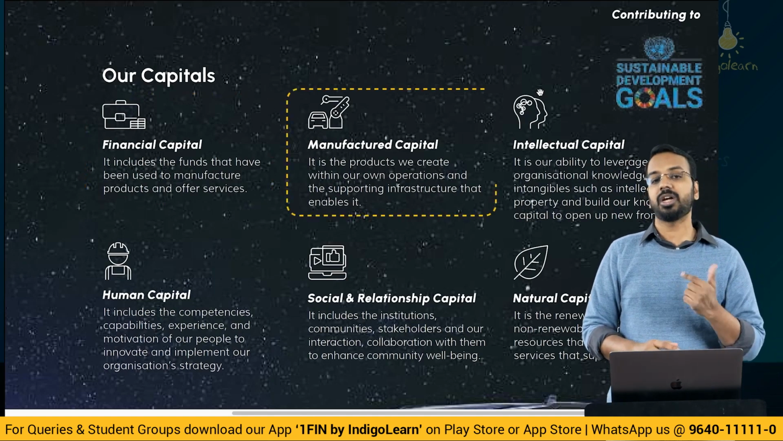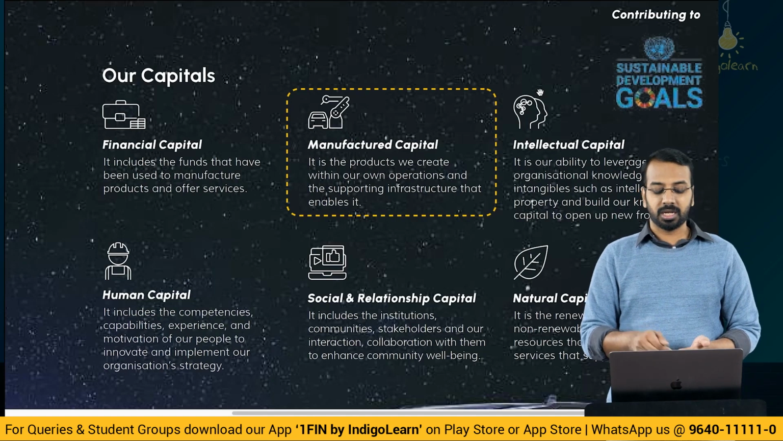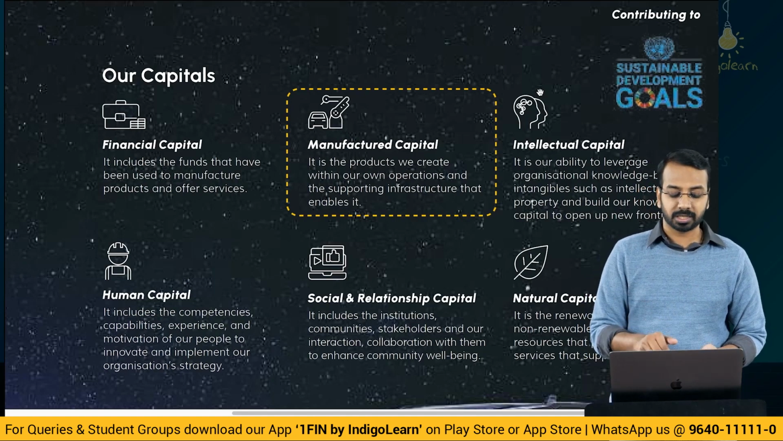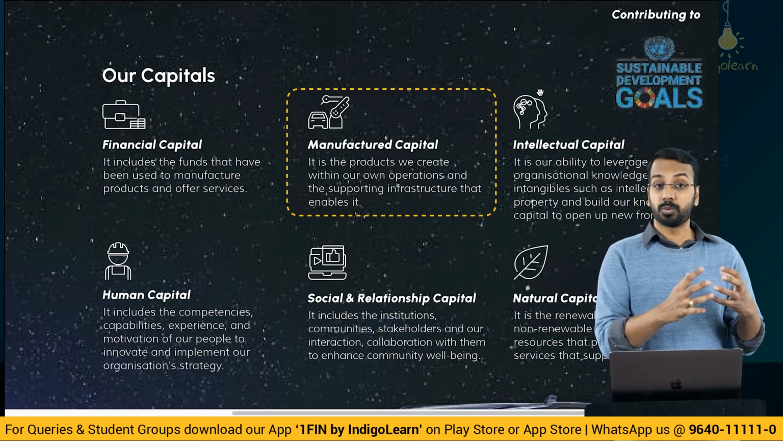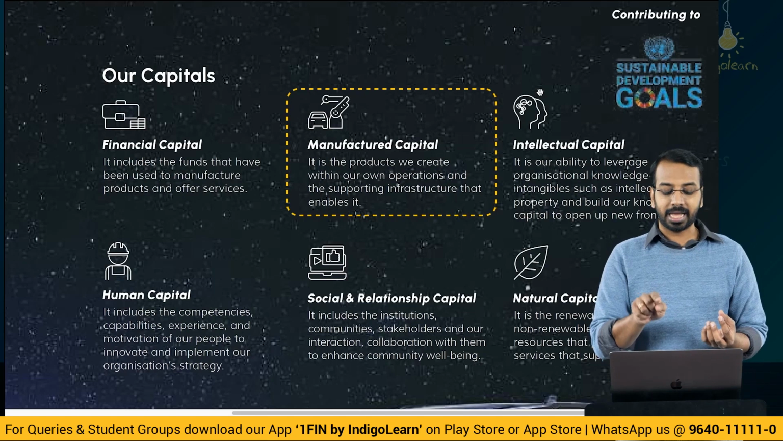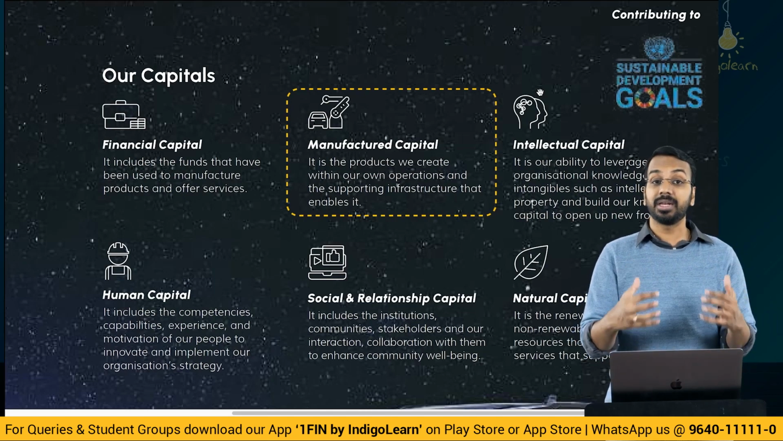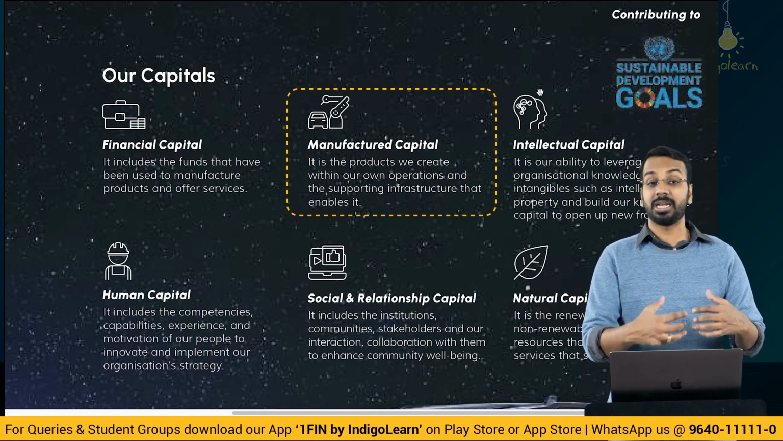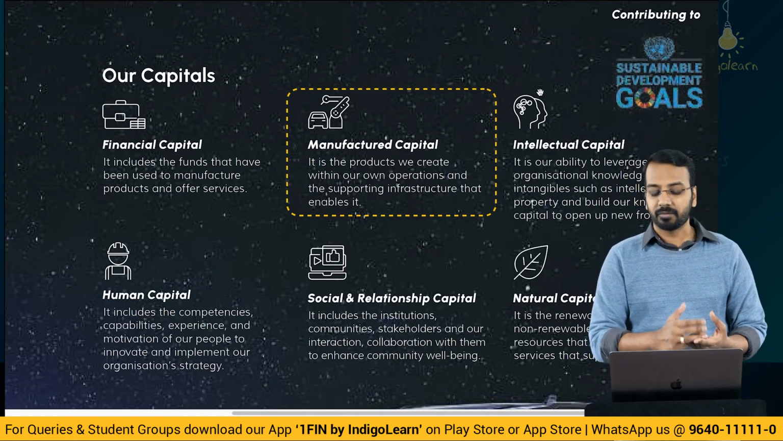Then manufactured capital. What is manufactured capital? It is the products we create within our own operations and the supporting infrastructure that enables it. So basically manufactured capital is the final output, the inventory, that's an asset, and the infrastructure that enables it, the plant and machinery, all these assets which help in manufacturing the product, which creates the final output. That is the manufactured capital. So infrastructure and the final product.